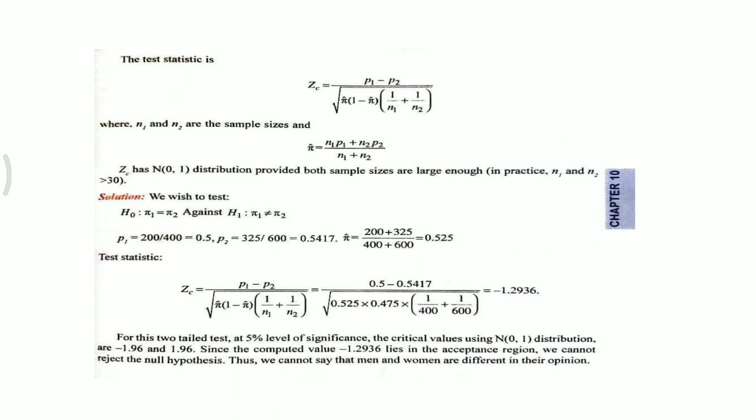For this two-tailed test at 5% level of significance, the critical values using the N(0,1) distribution are minus 1.96 and plus 1.96. Since the computed value is minus 1.2936, which lies in the acceptance region, we cannot reject the null hypothesis. Thus, we can say that men and women are not different in their opinion. Thank you.